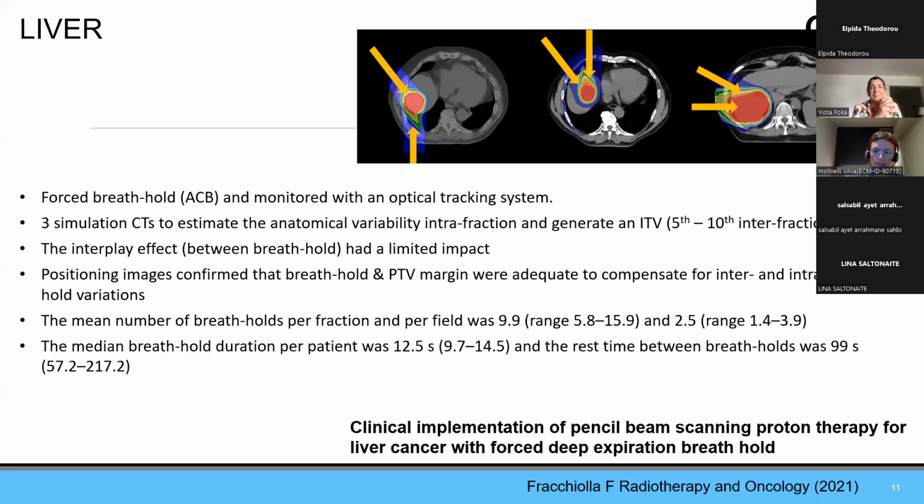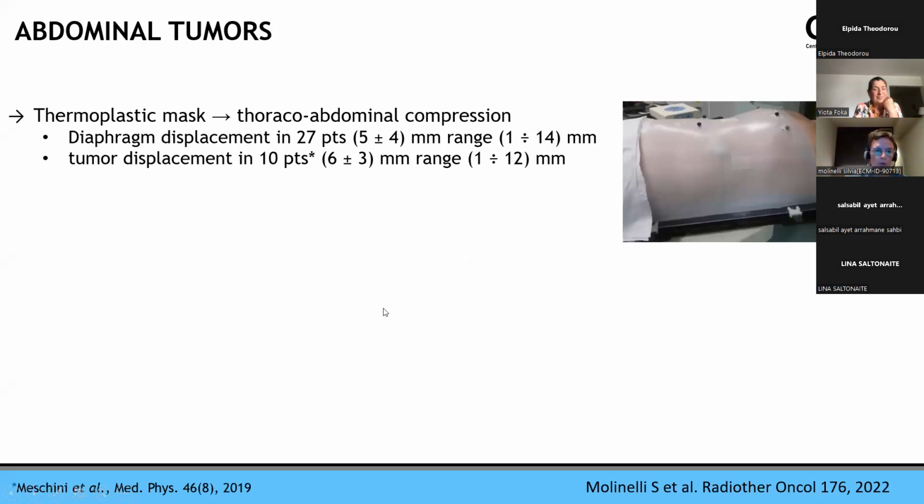And then they were repeating these 3 CTs with different breath holds at the 5th and 10th fractions. Again, this is protons, to evaluate the effect of interfraction variation. From their analysis, they concluded that the system was accurate enough, and the mean number of breath holds per fraction and per field was around 10 and 2.5, and the median breath hold duration per patient was around 12 seconds. But I think their approach was interesting.